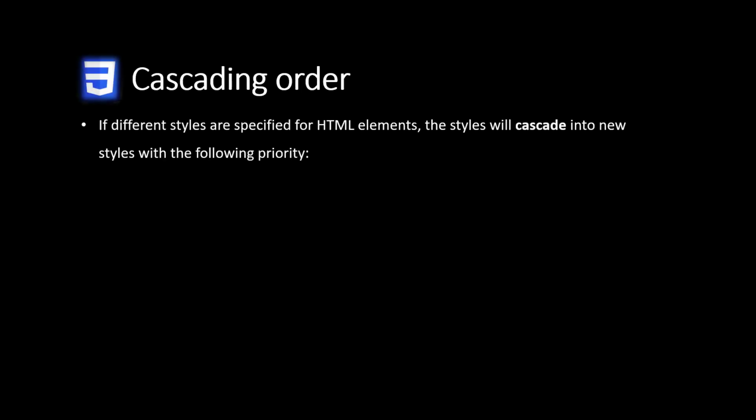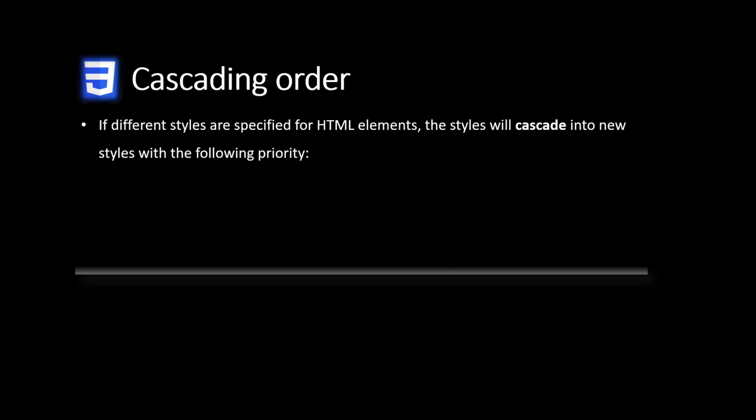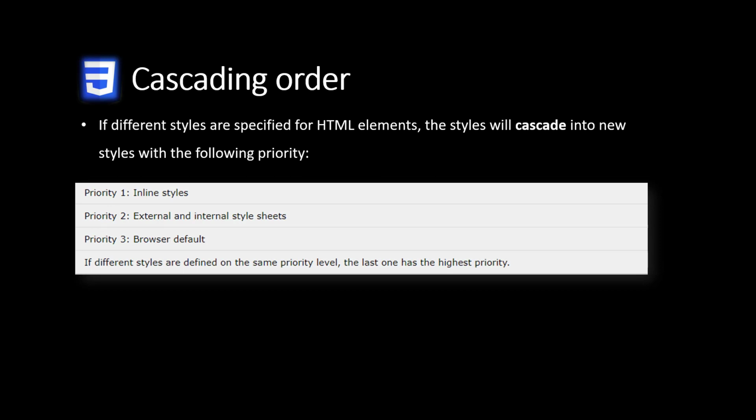Cascading order. If different styles are specified for HTML elements, the styles will cascade into new styles with the following priority. Here you can see, first we have inline styles. Second we have external and internal style sheets. Third we have browser default styles. If different styles are defined on the same priority level, the last one has the highest priority.